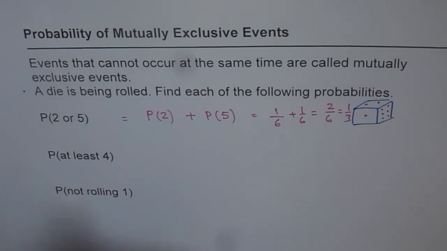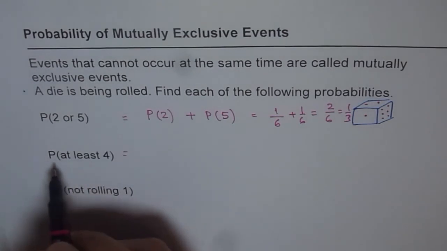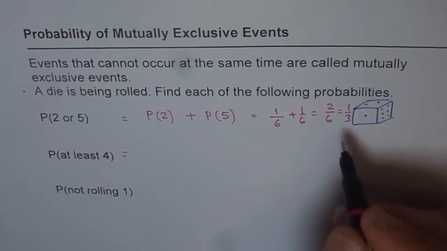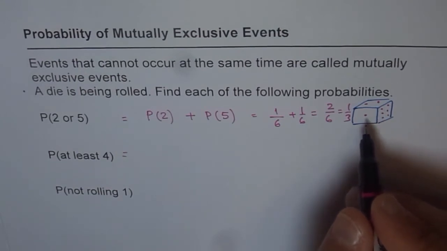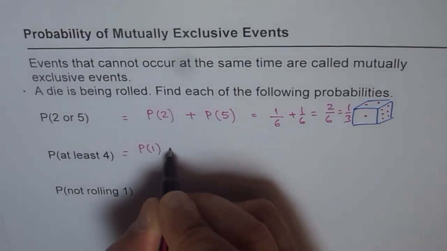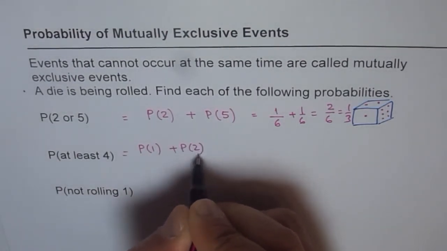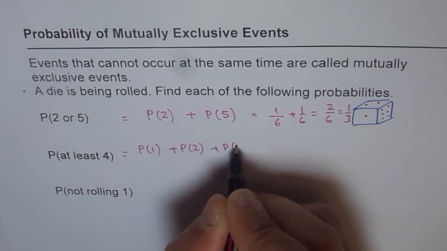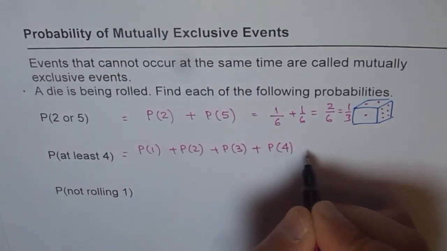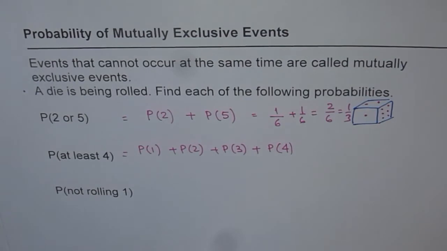Now let's look into the next one. It says probability of getting at least 4. So when you roll, what do you mean by at least 4? That means probability of getting 1, probability of getting 2, probability of getting 3, or probability of getting 4, at least, but not 5. 5 will be more than 4. Is that okay? So that is how we have to understand this question.